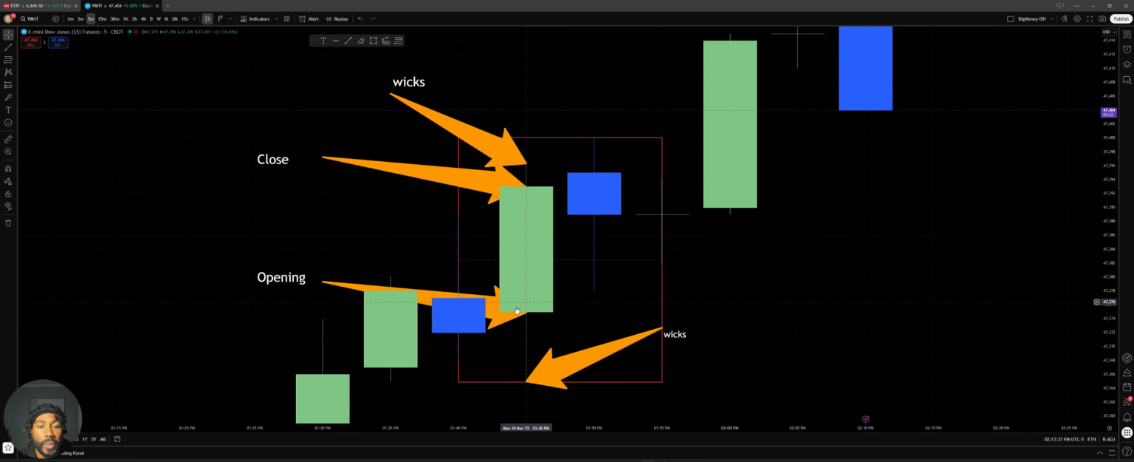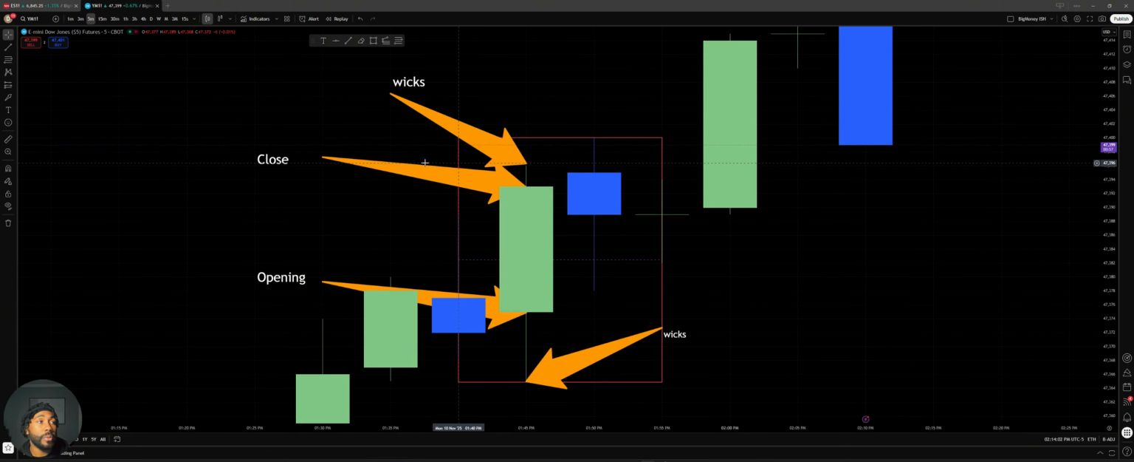Now you have these wicks here. These wicks just show where price has been at. Price might have went up and then came down a little bit because you had some sell pressure at the top. Or at the opening, like here in this example, we have the wick that came down here. When price opened, price probably came all the way down before going back up because you had a bunch of buyers at the bottom during that time frame.